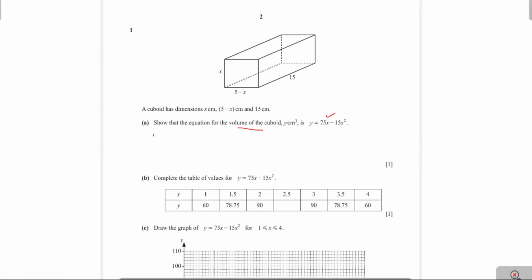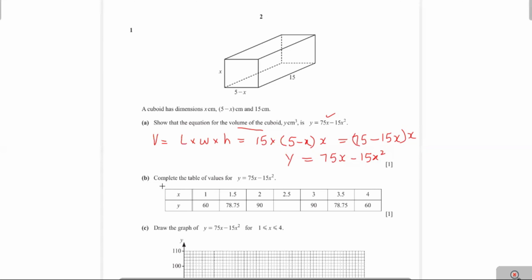Now the formula of the volume of a cuboid is length multiplied by width multiplied by height. Now you see here the length is 15, width is 5 minus x and height is x. Now we simplify it. 15 times 5 is 75, minus 15 times x is minus 15x, into x. We multiply it by x, we get 75x minus 15x squared, and we have to prove this.